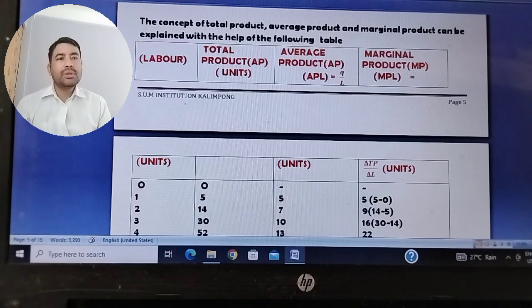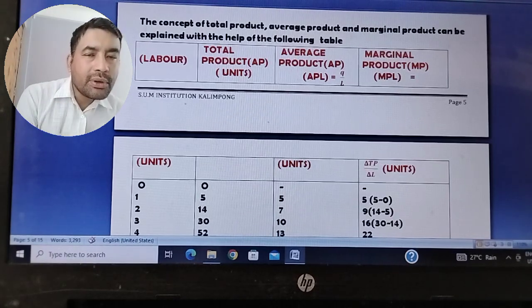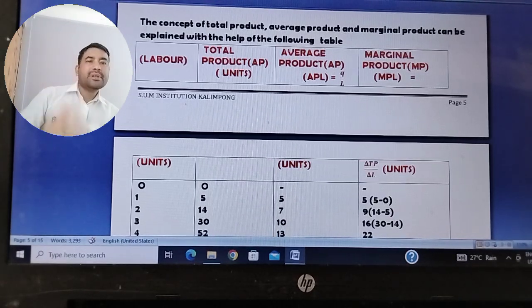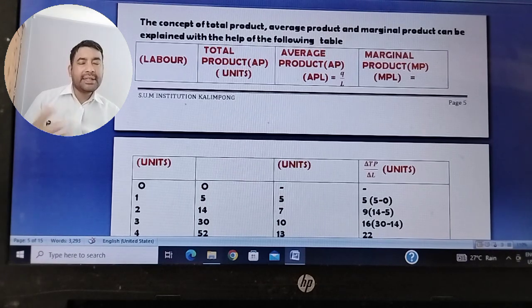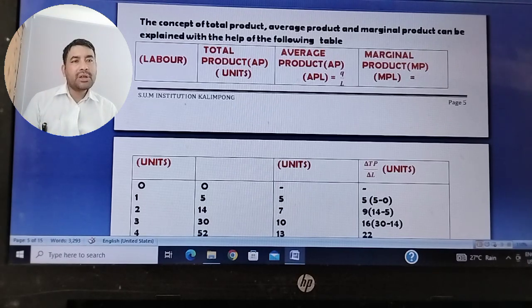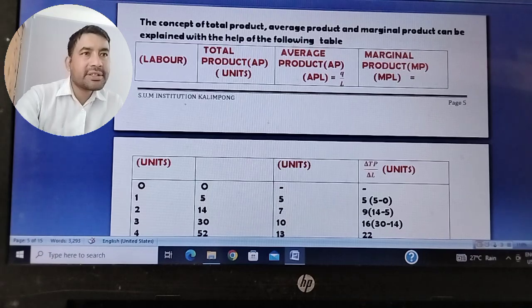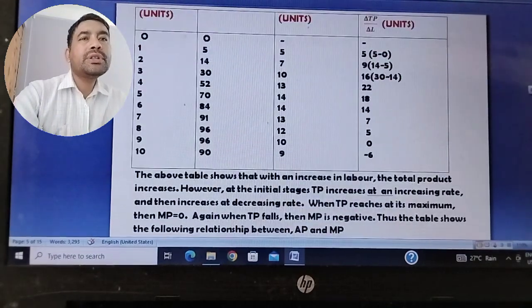The concept of total product, average product, and marginal product. So on the very left of the diagram, you'll have the labor expressed in units, then total product, then average product AP in units, and the marginal product in units. And we are taking only labor as the variable factor. Okay, so we have to do this much.